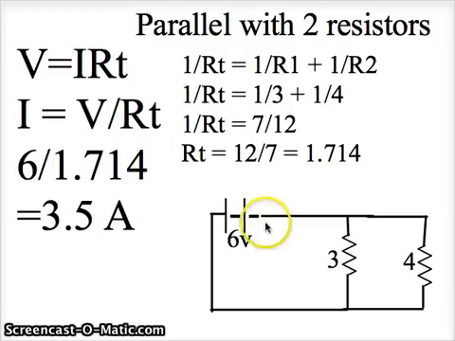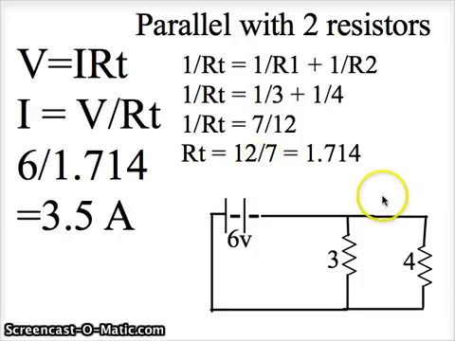In this problem, you're given a parallel circuit with a 6-volt battery, a 3-ohm resistor, and a 4-ohm resistor. The first thing we have to do is find the total resistance. The total resistance is the reciprocal of resistor 1 plus the reciprocal of resistor 2. So we're going to take 1/3 plus 1/4, that's 7/12. Then, to get the total resistance, you take the reciprocal of that, 12/7, which is 1.714.